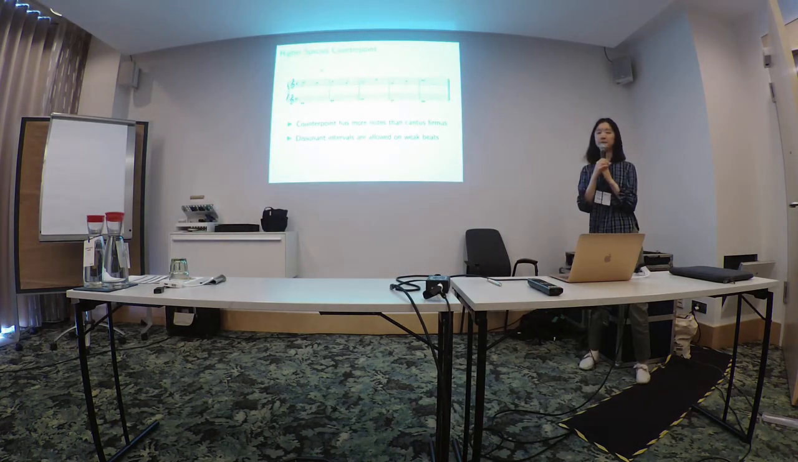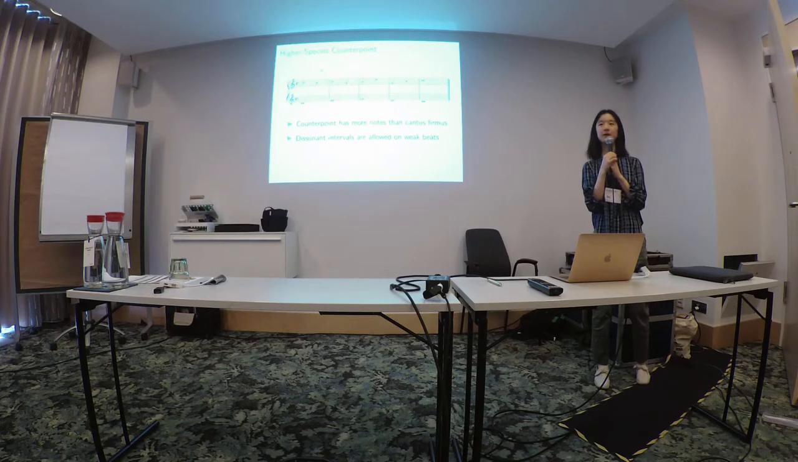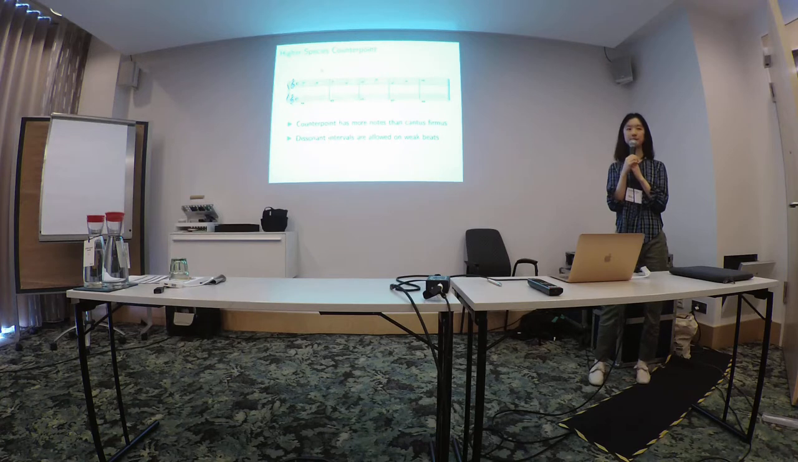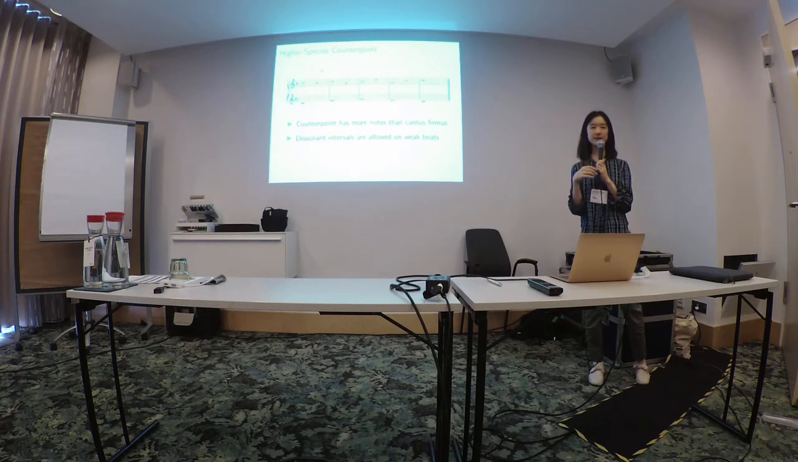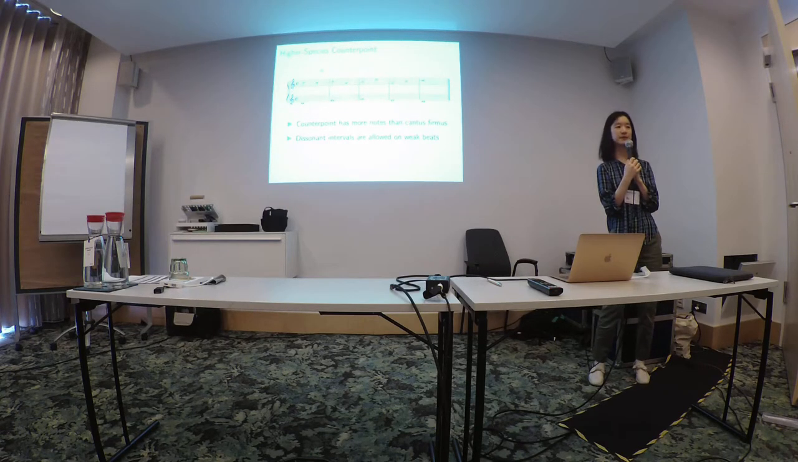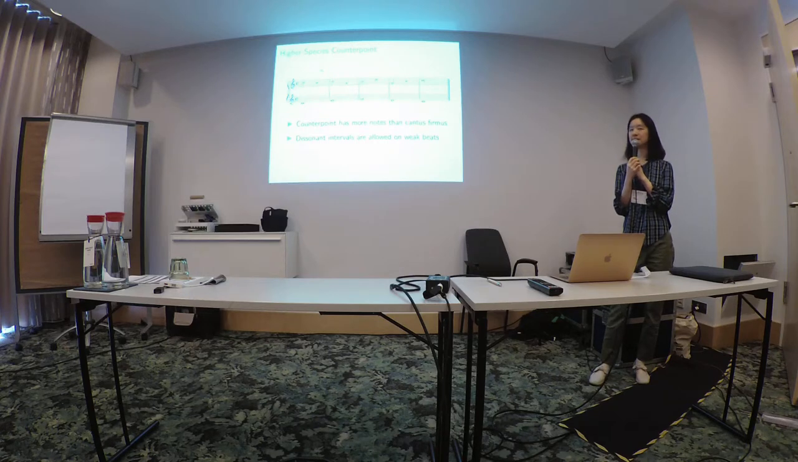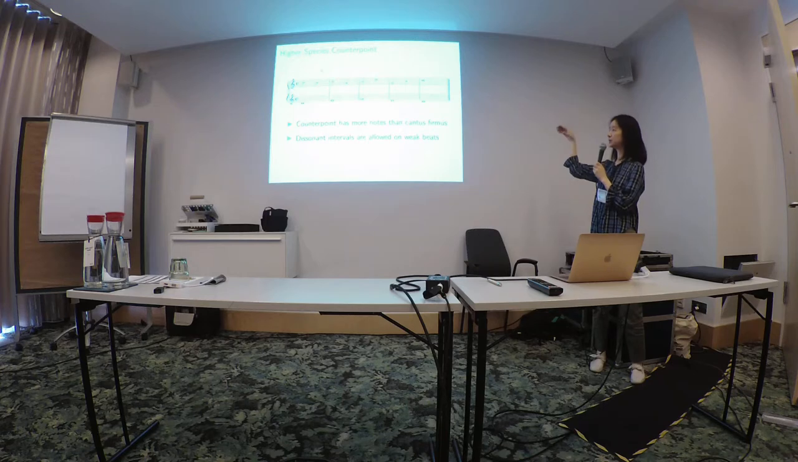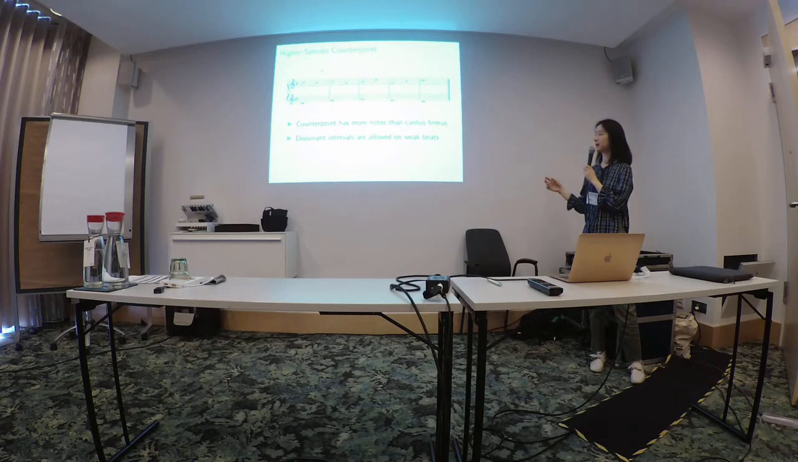So we have formalized this first species counterpoint in Agda, and what we plan to do next is to extend this implementation to higher species counterpoint. For instance, in the case of second species counterpoint, the counterpoint line moves in half notes, so we have more notes in the counterpoint line, and we are also allowed to use dissonant intervals on weak beats.